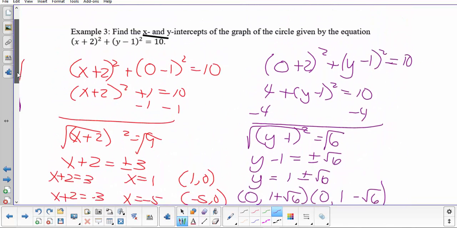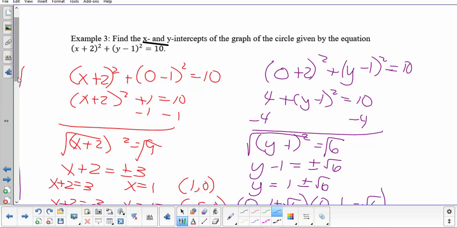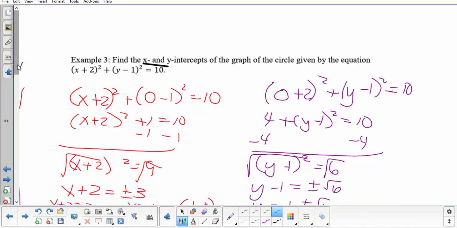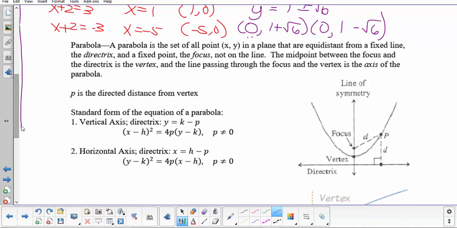So that's the gist of circles. Circles are probably the most basic of all of the conic sections. Next are parabolas. You're very familiar with a parabola. However, we're going to take what you know about parabolas and completely change it around.